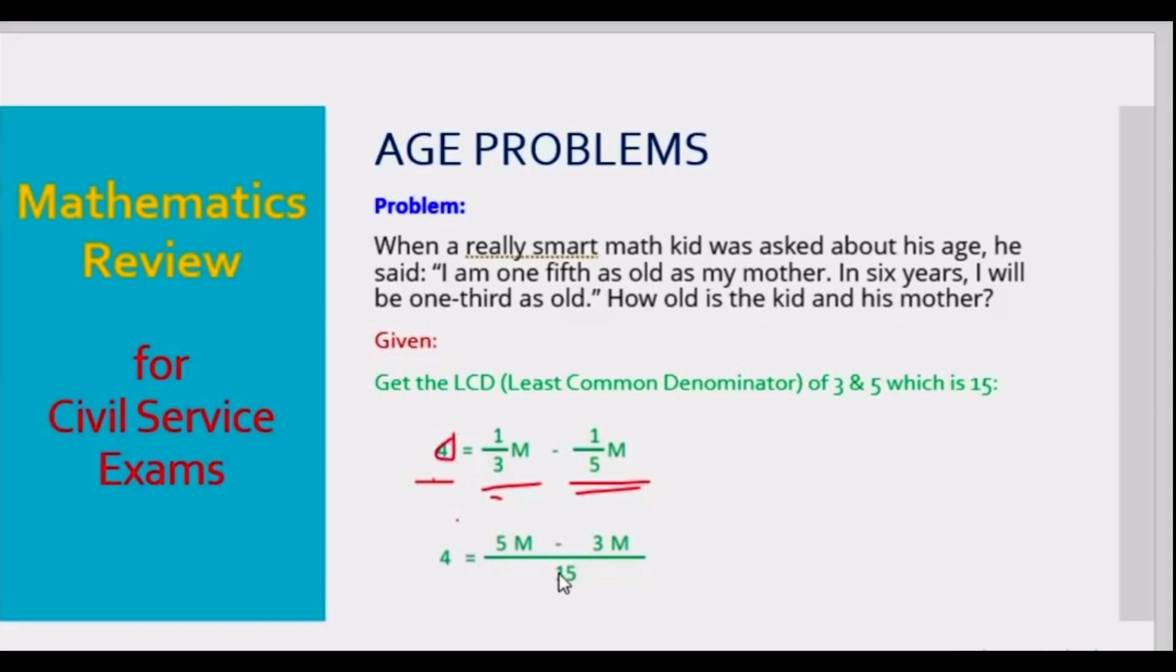Okay, so 15 here, the LCD of the 3 and 5. So 15 divide ng 3, 5 times 1 is 5. So 15 divide ng 5 times 1 is equals to 3. Okay.